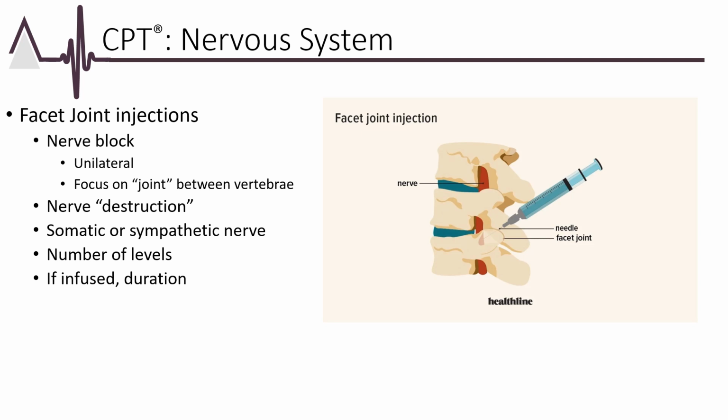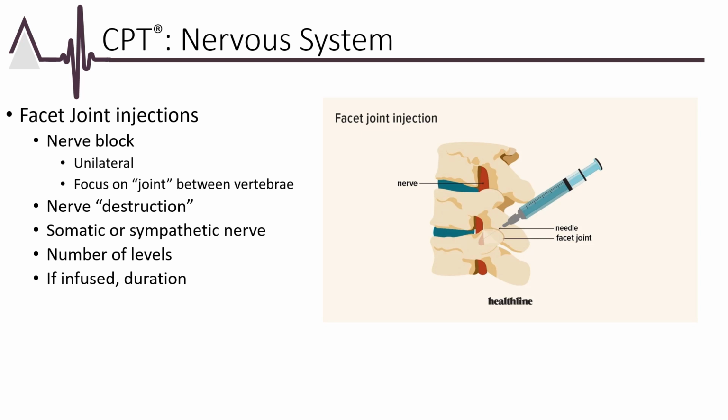When a nerve block is performed, anesthetic or steroid agents are not injected directly into the nerve. The medication is injected around the nerve or into the area of the nerve. These blocks are reported according to the nerve or plexus targeted.